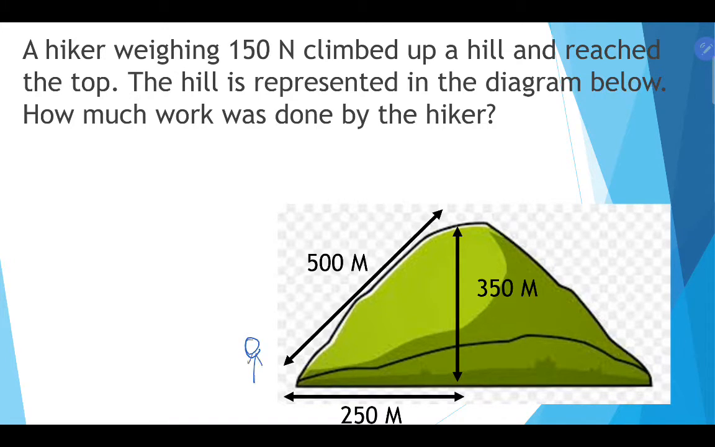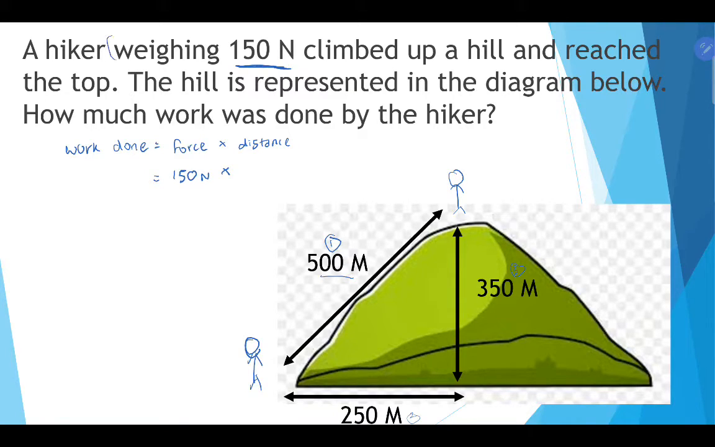So the hiker started from here, then ended up on the hill. First thing first, you write down the equation. Work done is equal to force times distance. You still want to calculate work done. Your force, if you look at the question, the one in Newton is this value, 150. Distance moved, we look at the diagram. You have three different distances here: 1, 2, 3. Which one will you use for this one?